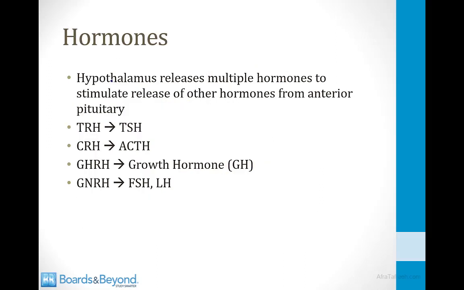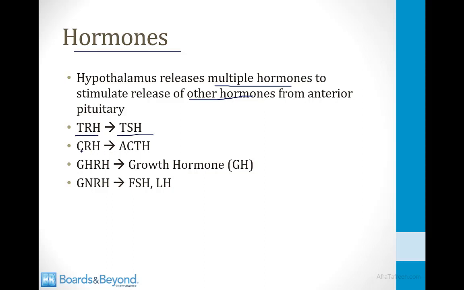The hypothalamus also plays a major role in regulation of the endocrine system, in other words, regulation of the hormones within our body. The hypothalamus releases multiple hormones which stimulate the anterior pituitary to release hormones of its own. So for example, thyrotropin releasing hormone, or TRH, is released by the hypothalamus. It triggers the anterior pituitary to release TSH, which regulates the thyroid gland.